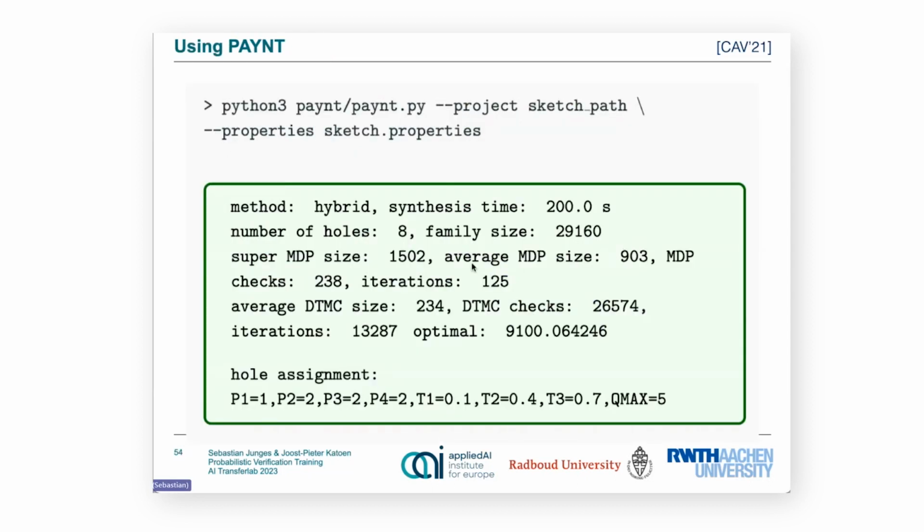And then what Paint does is it gives you some output, right? That says maybe there were 8 variables that we needed to synthesize. That means that there are 29,000 Markov chains that we would have to analyze. I'm not going to explain all the other outputs. Maybe here the average DTMCs are very small, just a couple of hundred states. But then it tells you, well, after some iterations, this is the optimal hole assignment. In particular, the number of iterations is still quite close to the family size, but we did not evaluate every Markov chain independently.